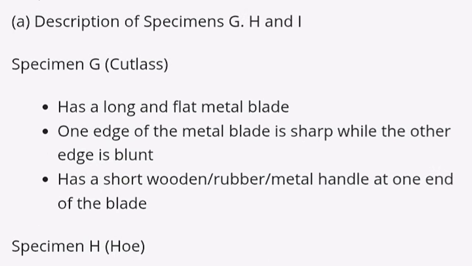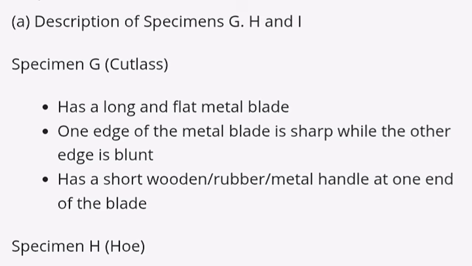All right, so let's describe that cutlass. If you see a cutlass, how do you describe it? It's easy for you to say, okay, I know a cutlass. You see it, that's a cutlass. But you are asked to write it, to describe it. So you can say it has a long and flat metal blade. One edge of the metal blade is sharp, while the other edge is blunt, and it has a short wooden or rubber or metal handle at one end of the blade.